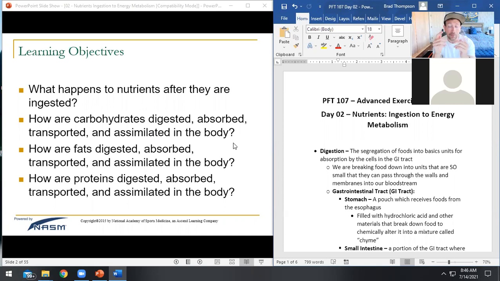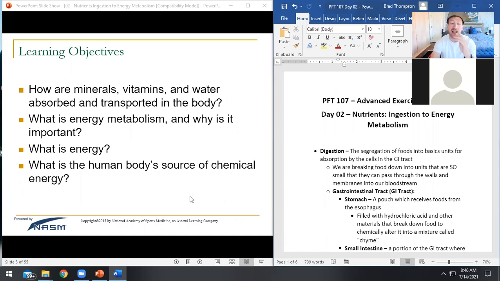So our objectives: we want to understand what happens to nutrients after they are ingested and how they're broken down, how carbohydrates are absorbed, how fats are absorbed, how proteins are absorbed by our body, and how minerals, vitamins, and water are also absorbed and then transported.